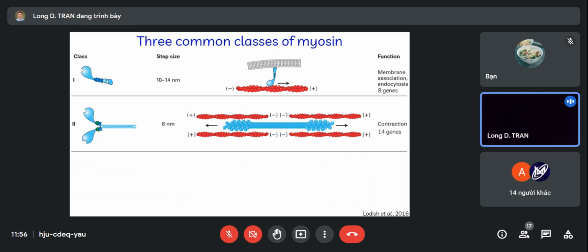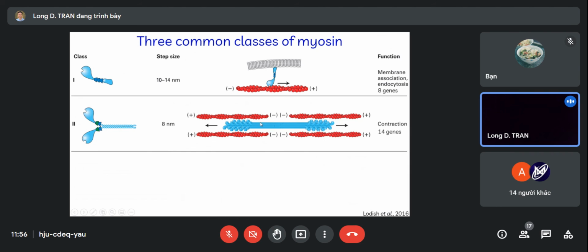Myosin 2 has 2 heavy chains. They work as a dimer of heavy chains. Each heavy chain has a head, a neck, which is usually bound by 2 other light chains, and a tail.